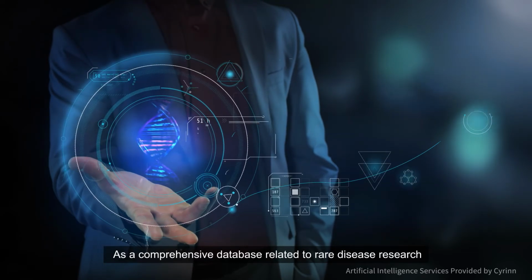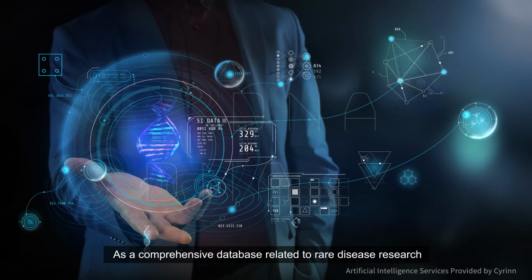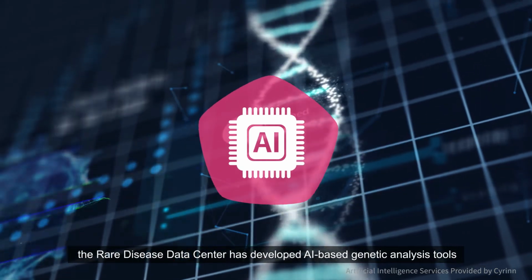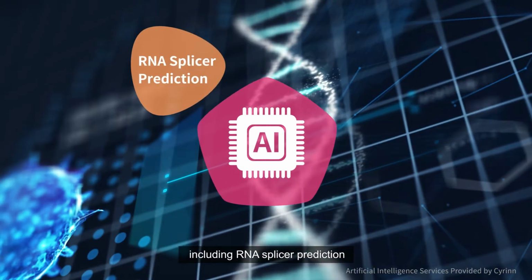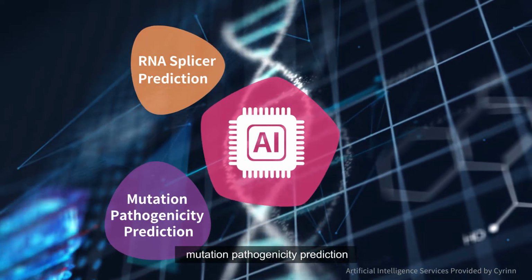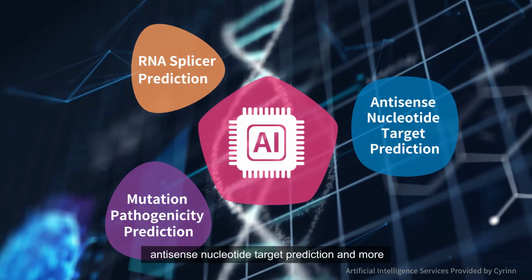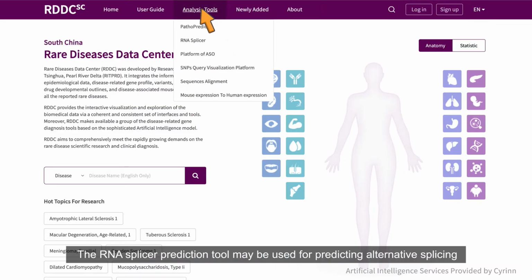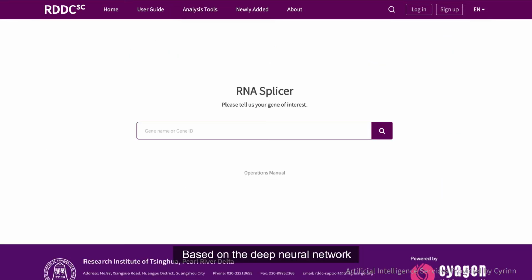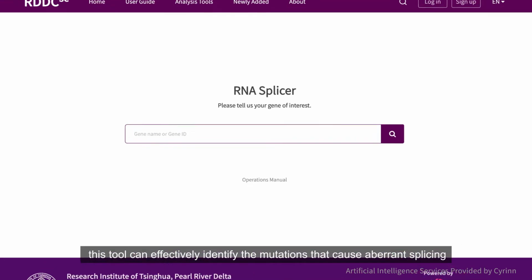As a comprehensive database related to rare disease research, the Rare Disease Data Center has developed AI-based genetic analysis tools, including RNA Splicer Prediction, mutation pathogenicity prediction, antisense nucleotide target prediction and more. The RNA Splicer Prediction tool may be used for predicting alternative splicing based on whole genome variation. Based on the deep neural network, this tool can effectively identify the mutations that cause aberrant splicing.